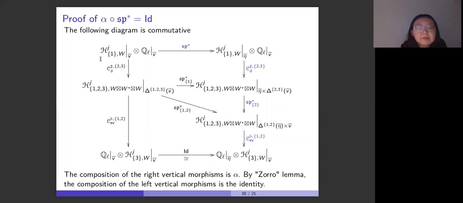And on the left hand side, it's also creation of two legs. So on the left hand side, all three legs are on V, and we create two legs on V, and we cancel two legs on V. On the right hand side, we create two legs on V, and we cancel two legs on eta bar.